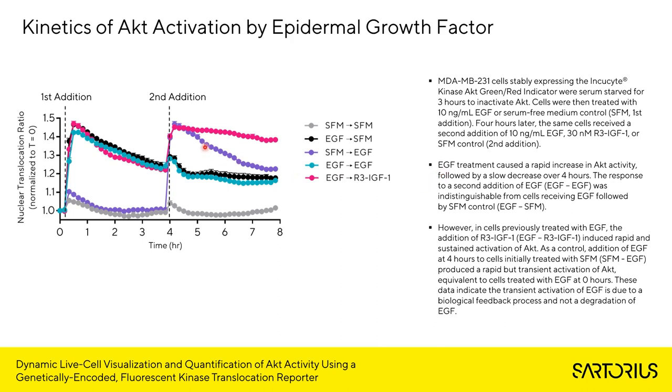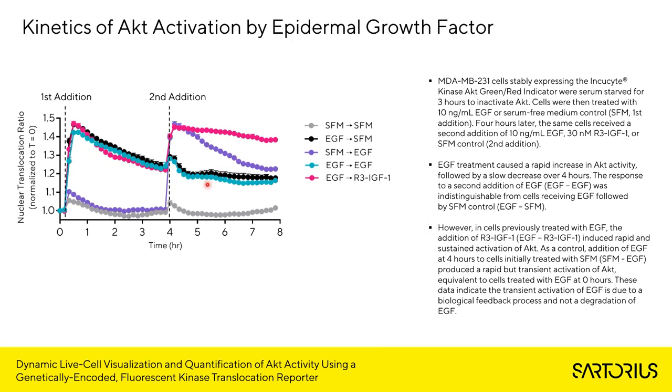Interestingly, cells first treated with EGF, shown in the teal here, were then treated with a second addition of EGF, and the graphs look very similar to the second addition of serum-free media, so there was no additional AKT activation by adding a second treatment of fresh EGF. Cells first treated with EGF, shown here in the pink, were then treated with a second addition of R3-IGF-1. Those cells showed a rapid activation of AKT by the second treatment of R3-IGF-1. This is due to AKT activation through a different growth factor receptor in IGF.